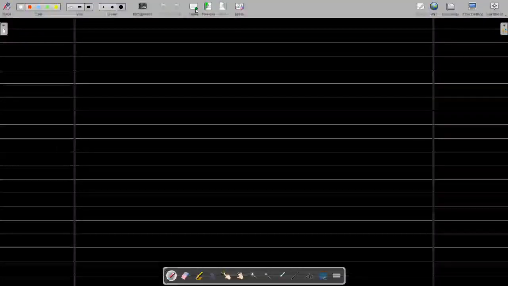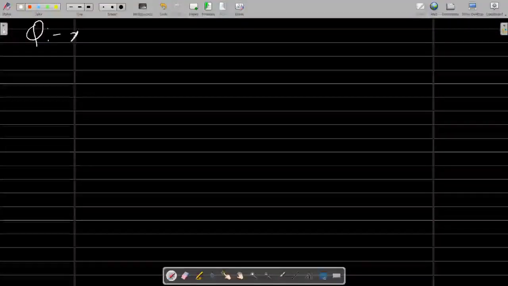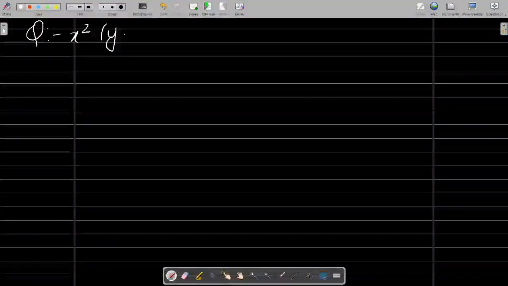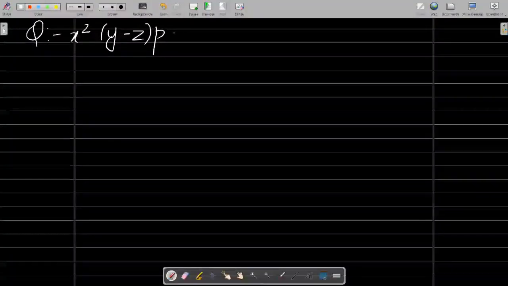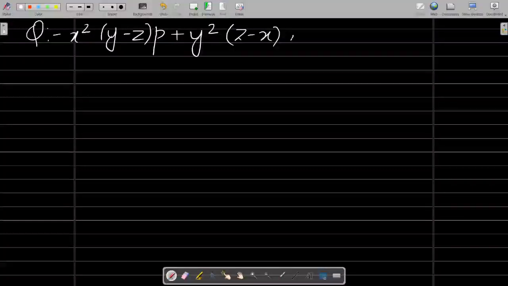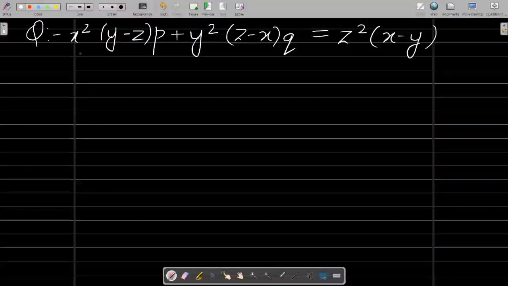The question is, x square into (y minus z) p plus y square into (z minus x) q equals z square into (x minus y). This is your question. Now what we have to do is, you first write the auxiliary equation.